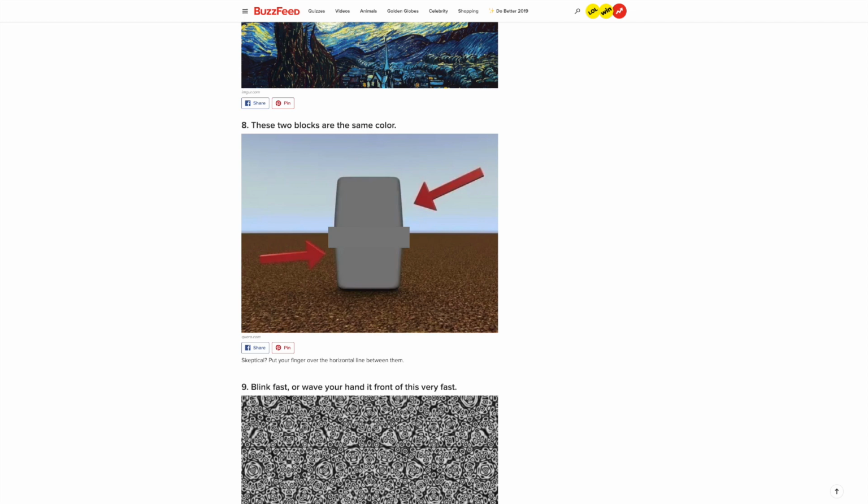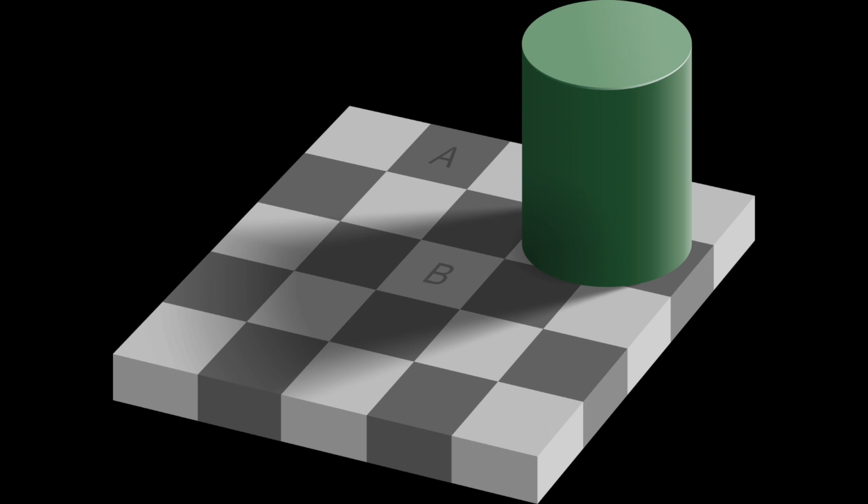Now let us go back to the OG optical illusion that this thing was based on. This is a publication by Edward H. Adelson, who published this optical illusion in 1995. This is similar to what we have seen before. This time, however, it's a checkerboard pattern with some green bars standing on top of it while casting a big shadow over the entire board.